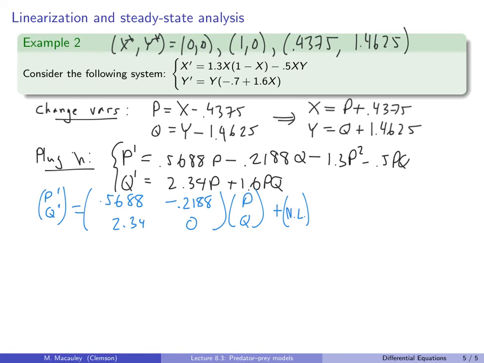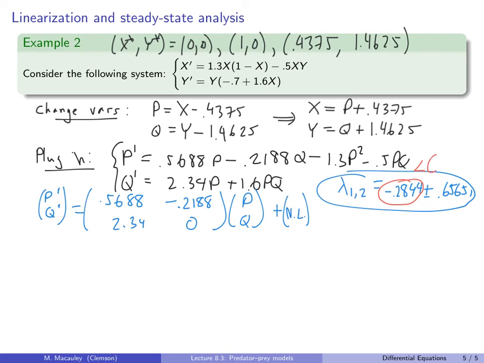So if you compute the eigenvalues of this, you get that lambda 1 and 2, they're complex, and you get negative 0.2844 plus or minus 0.6565i. So these are the eigenvalues, and the thing to notice is that the real part is negative. So that means we have inward spirals.